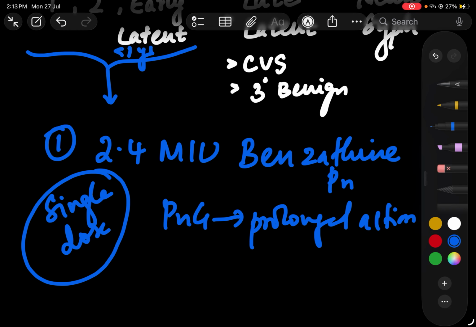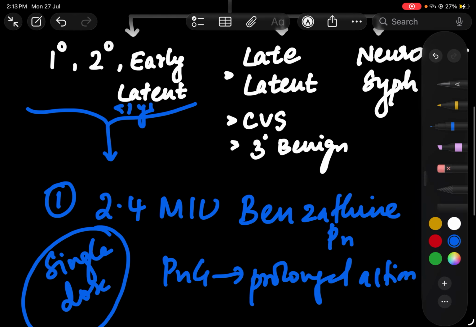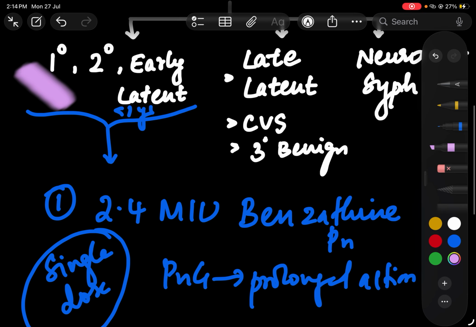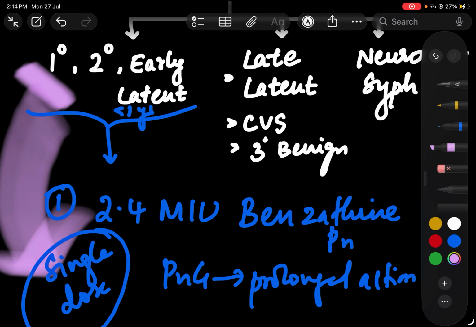So basically, a very small quantity of benzathine penicillin can be spirocheticidal. Syphilis is caused by Treponema pallidum, which is a spirochete. So a very small amount is spirocheticidal. That is what I want to say. So how do you remember this? Basically, for primary, you should remember it as single dose. Okay.